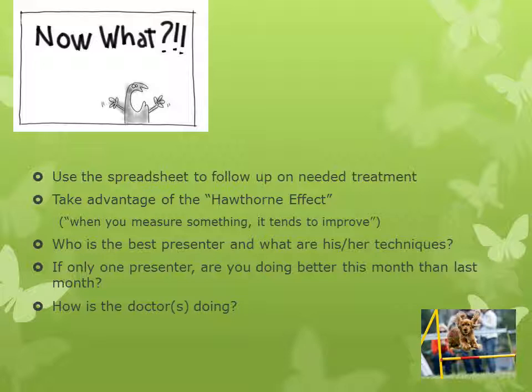And again, maybe you're the only presenter, but are you doing better this month than last month or the month before? And how's your doctor doing? Is the doctor better at explaining the need for treatment so his case acceptance or her case acceptance is getting better each month? We want to track that and see.